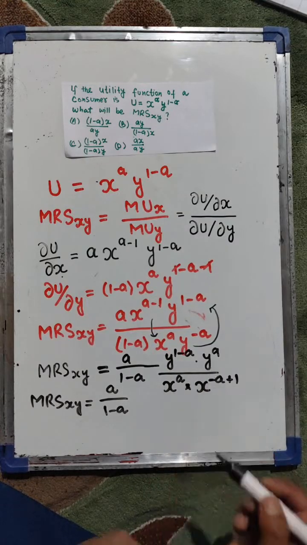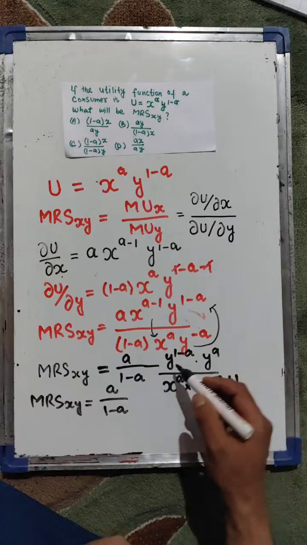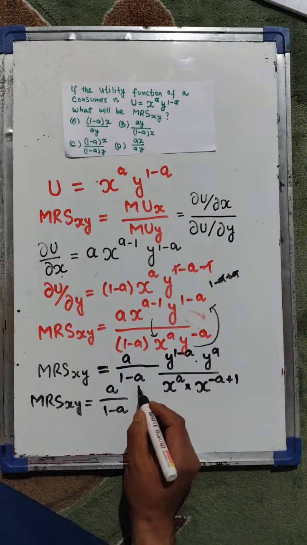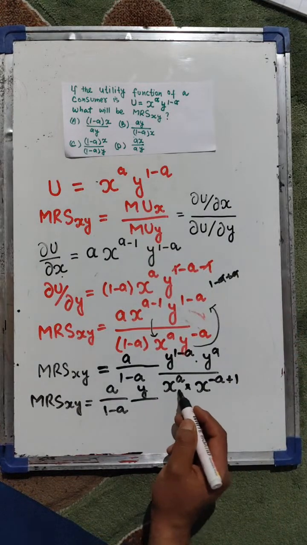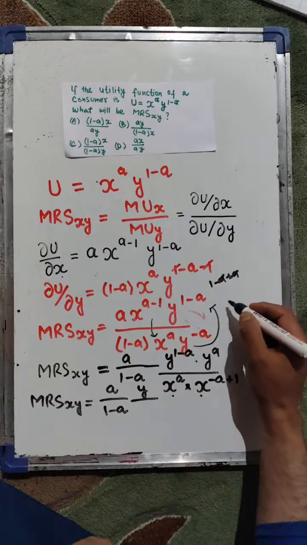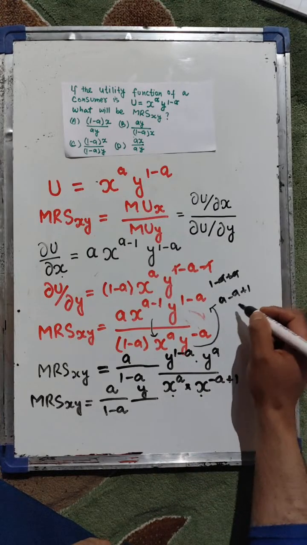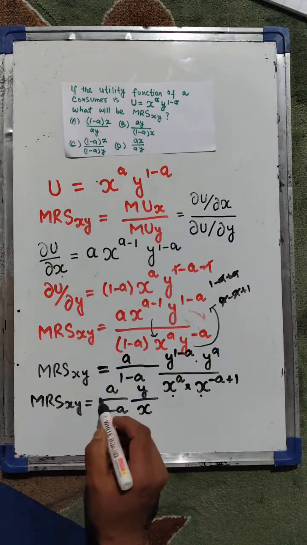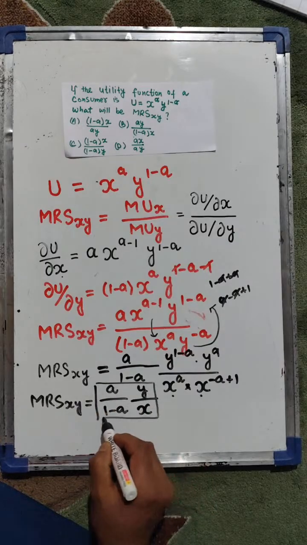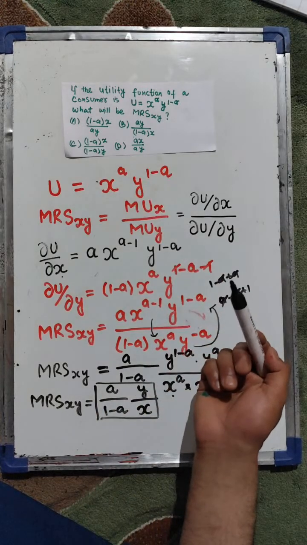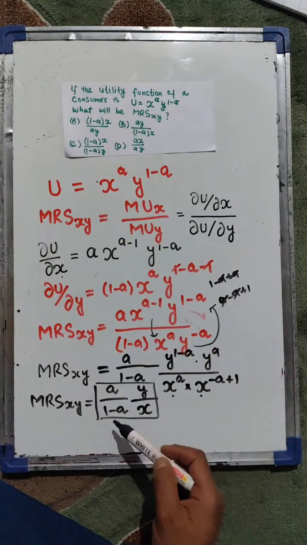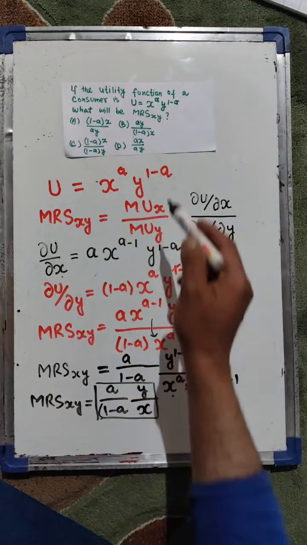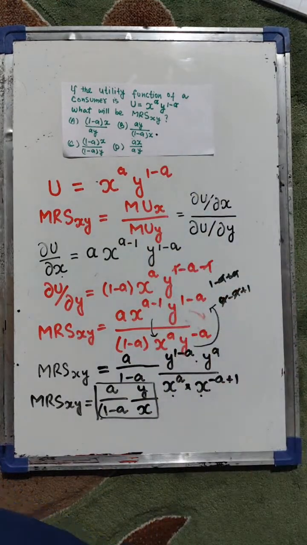Here we have the same bases, so we can add the exponents. We have 1 minus a plus a, so this gets cancelled and we are left with y in the numerator. Likewise, for x the bases are the same, so we add the exponents: a minus a plus 1, a and a get cancelled, so the exponent is 1. So this will be the marginal rate of substitution between good x and y. The correct option should be a y divided by 1 minus a times x. So option B should be correct.